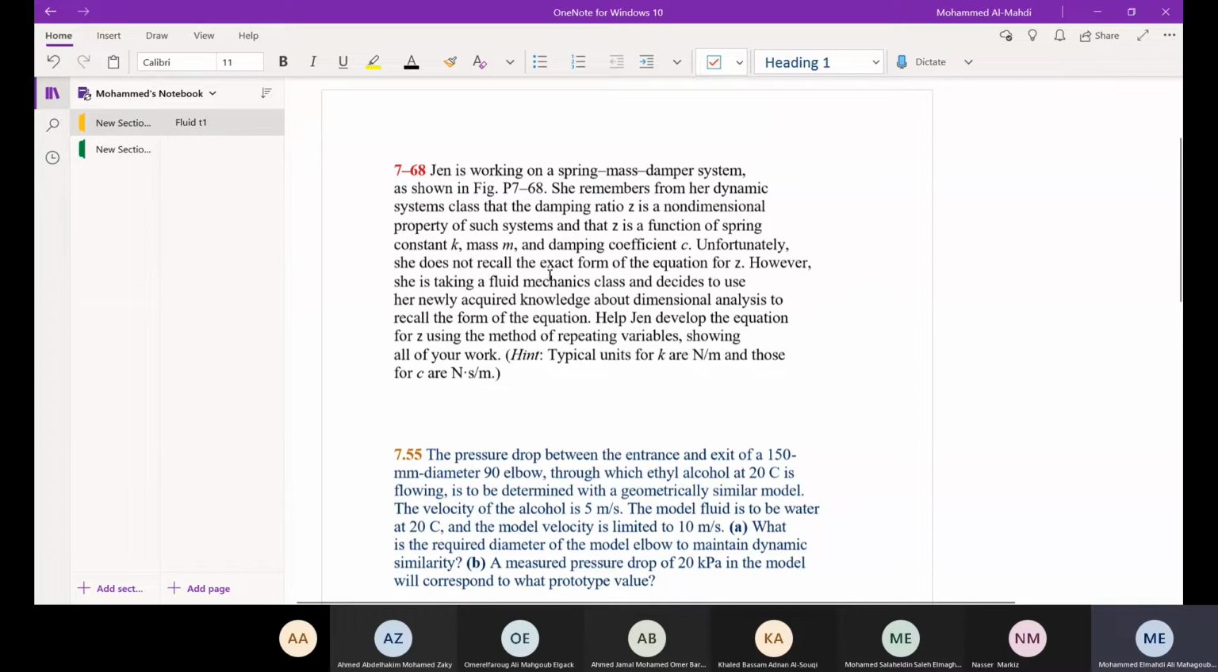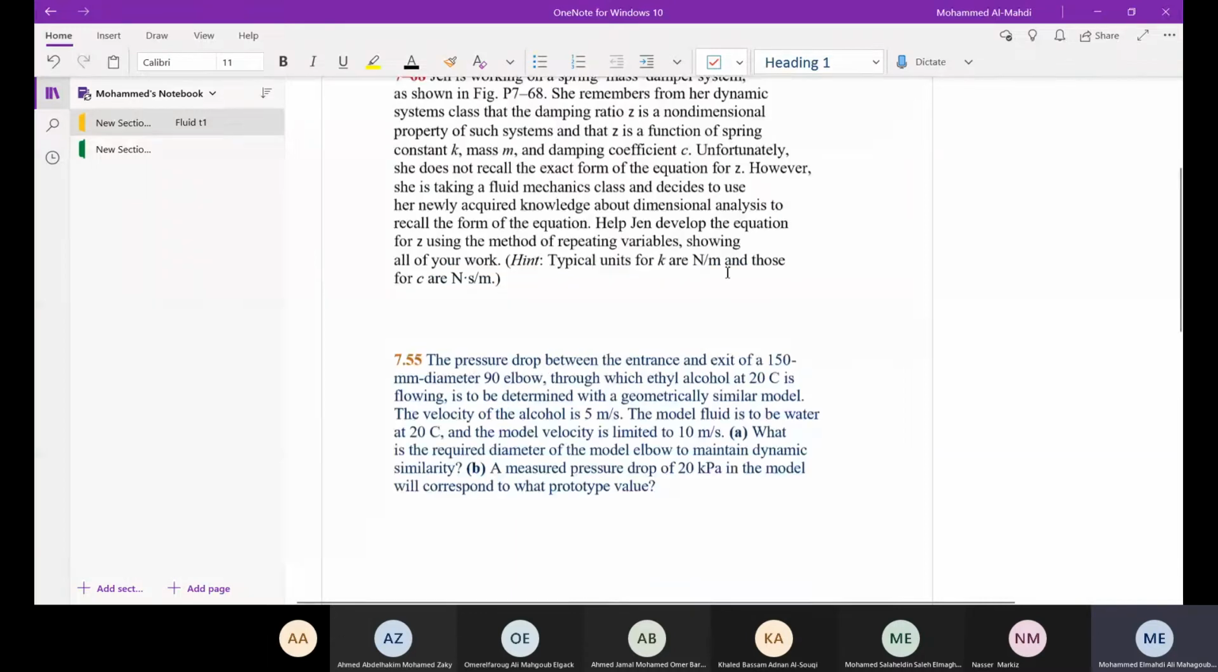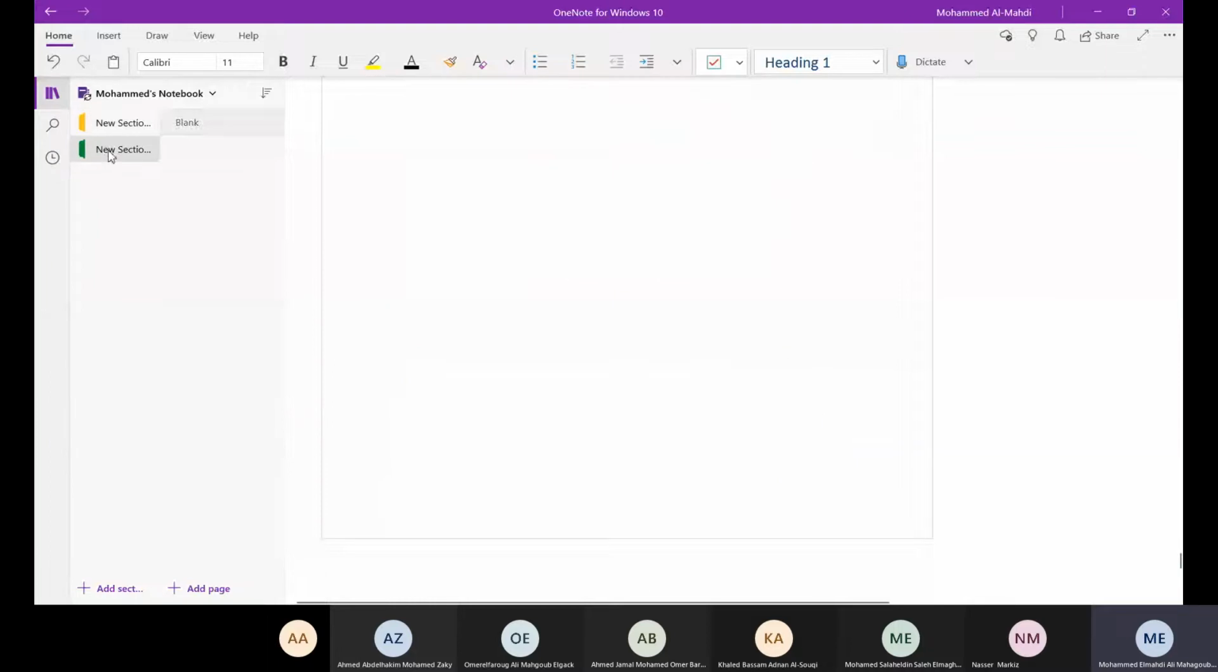Unfortunately, she does not recall the exact form of the equation for the damping ratio. However, she is taking a fluid mechanics class and decides to use her newly acquired knowledge about dimensional analysis to recall the form of the equation. Help Jen develop the equation for the damping ratio using the method of repeating variables, showing all of your work. Typical units for K, you don't need them.